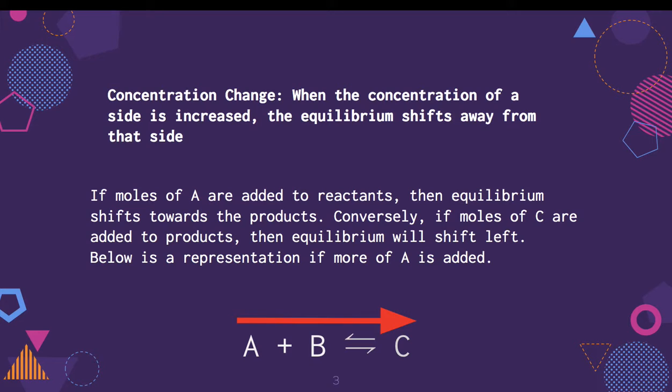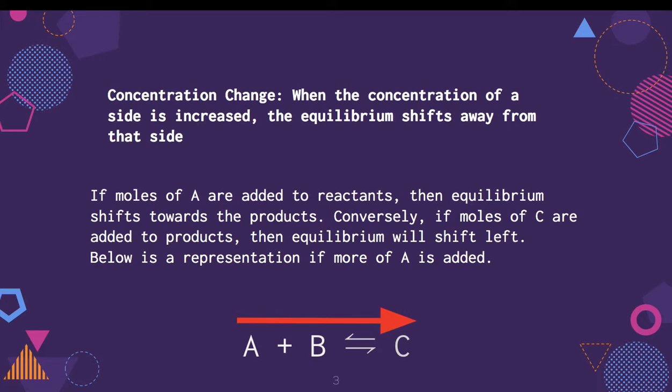So the first factor in Le Chatelier's principle is concentration change. When the concentration of a side is increased, the equilibrium shifts away from that side. So let's say, in a scenario, if moles of A are added to the reactants, then equilibrium shifts towards the products. Conversely, if moles of C are added to the products, then equilibrium will shift left.